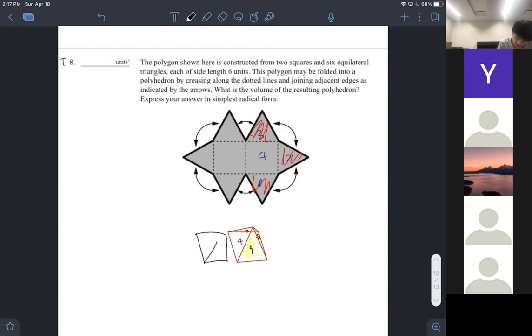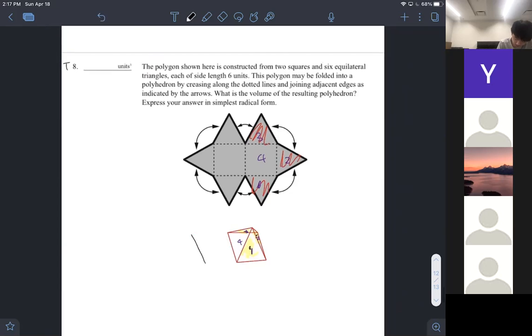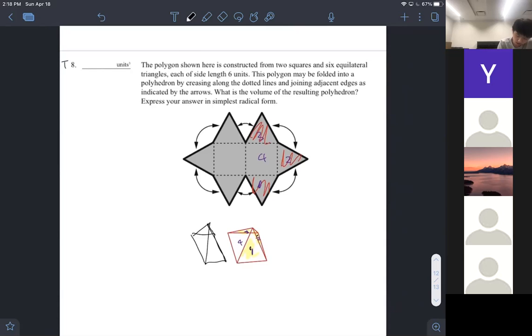On the other side, we also have the same setup. So that's face 5, face 6, face 7, face 8. And so we have another pyramid with a square as the base on the left side as well. And then we fold them together.